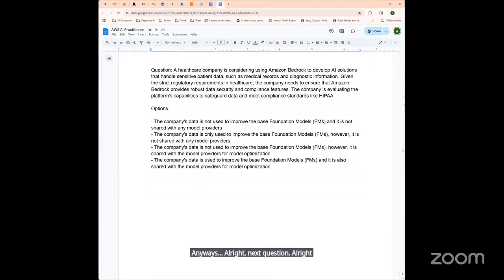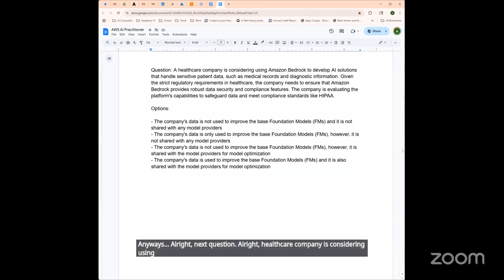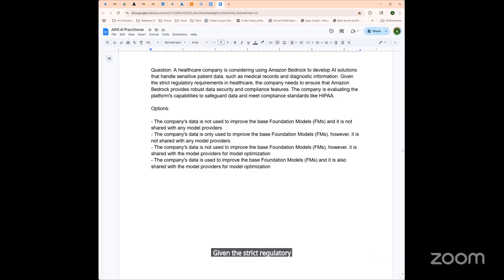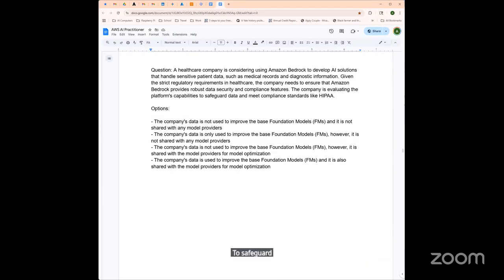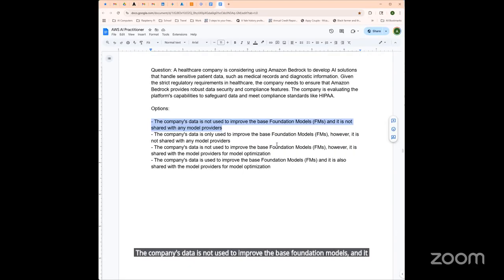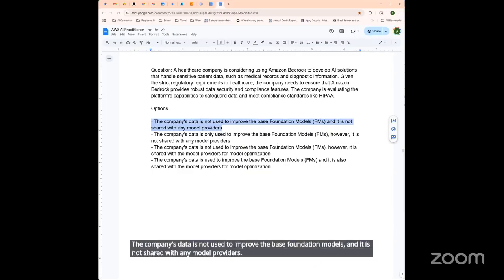A healthcare company is considering using Bedrock to develop AI solutions that handle sensitive patient data such as medical records and diagnostic information. Given the strict regulatory requirements in healthcare, the company needs to ensure that Bedrock provides robust data security and compliance features. The company is evaluating the platform's capabilities to safeguard data and meet compliance standards like HIPAA. The correct answer: the company's data is not used to improve the base foundation models, and it is not shared with any model providers. Why is this correct about Bedrock?